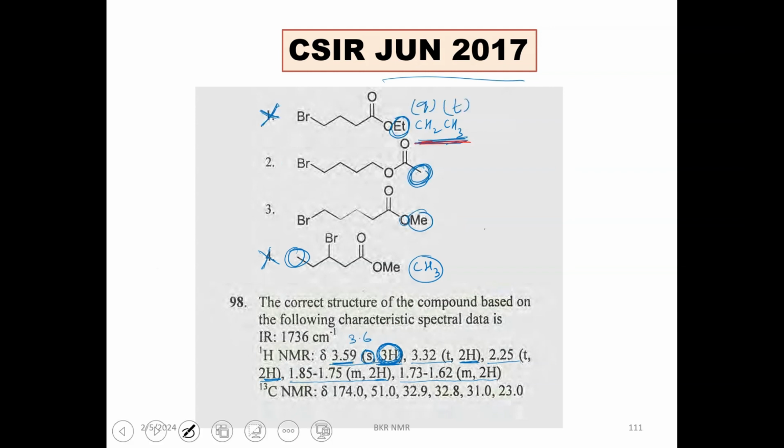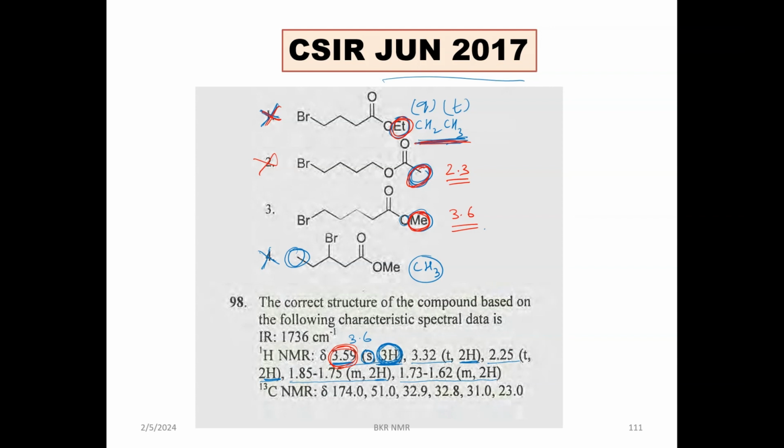Since I don't have this triplet-quartet combination, I don't have this ethyl group, so this is straight away ruled out. Now this particular CH2 will be coming around 2.3, not more than that, because it is attached to a C double bond O. So here this can come more than 3.6. It can be around 3.6, it should be more than that. So only this particular molecule matches the value of this 3 hydrogen. So 2 is also wrong. See, I have not gone further; just by taking only one particular set of hydrogens, I will be able to solve the problem.